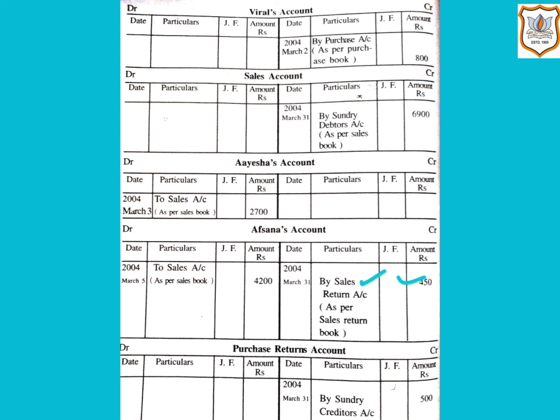So here you can see that as per the modern approach, we know that debtors is our asset and asset has debit balance. But as our debtor has returned us goods, that means they are not liable to pay us that much amount. That means the balance in our debtor account is reducing. So here we will record it on credit side. That's why here 450 will be entered on credit side of debtor Afsana.